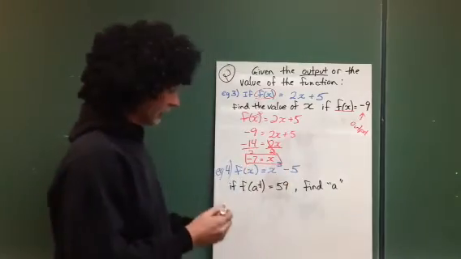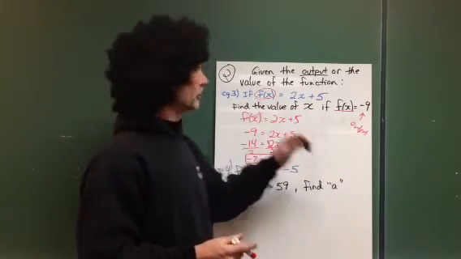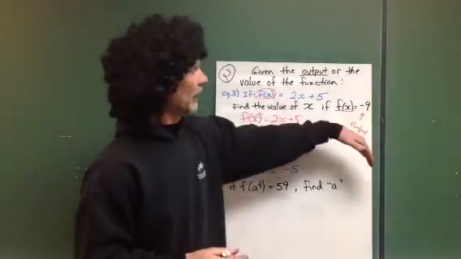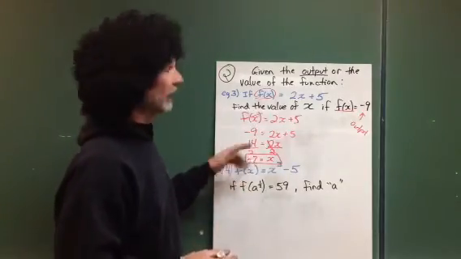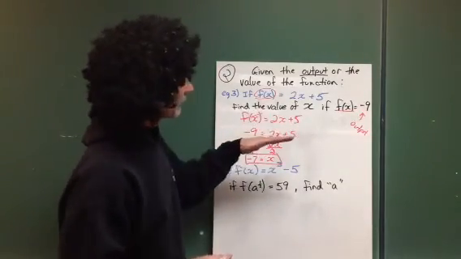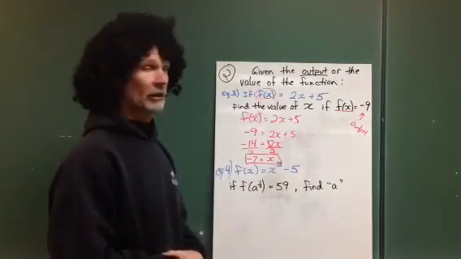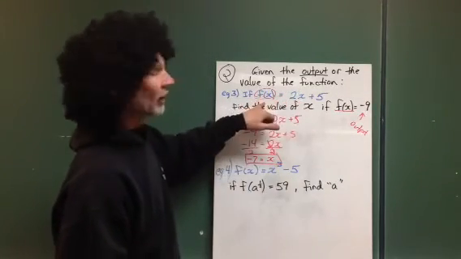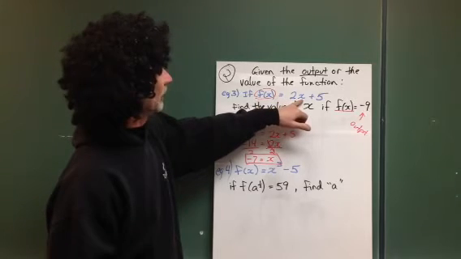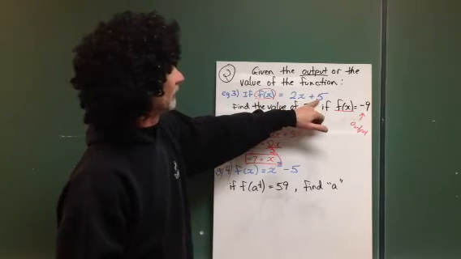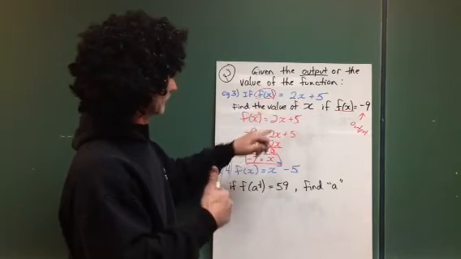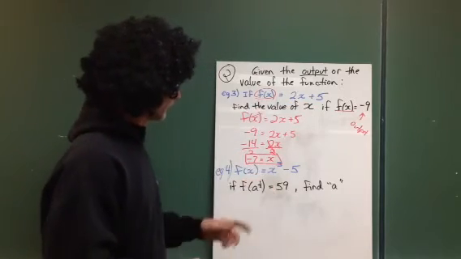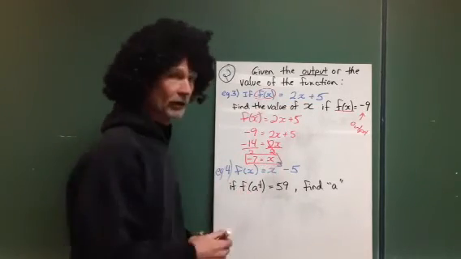In other words, if out of the function machine came negative 9, what went in? Negative 7 went in. Negative 7 went in, out came negative 9. Could we check it? Sure. Put negative 7 in here and see what the output should be. 2 times negative 7 is negative 14, plus 5, negative 9. It works.